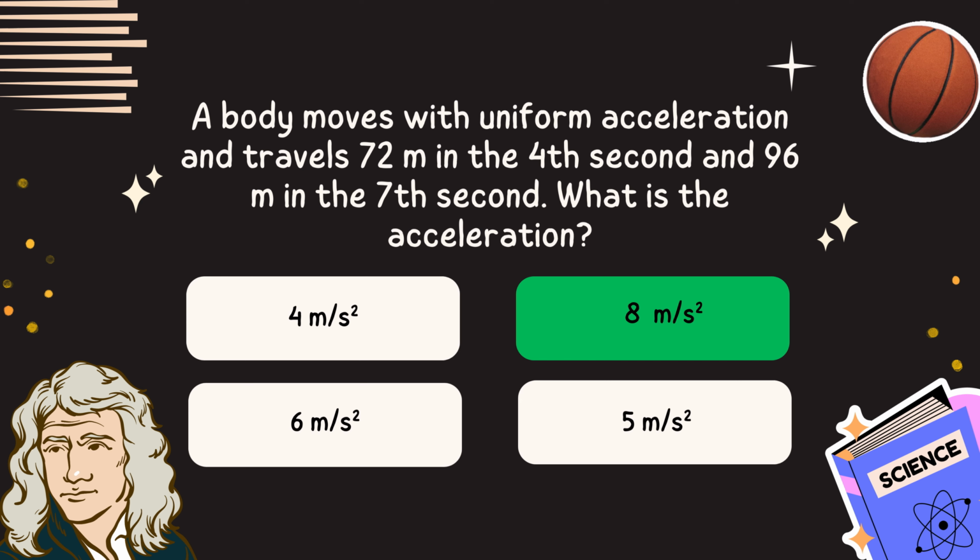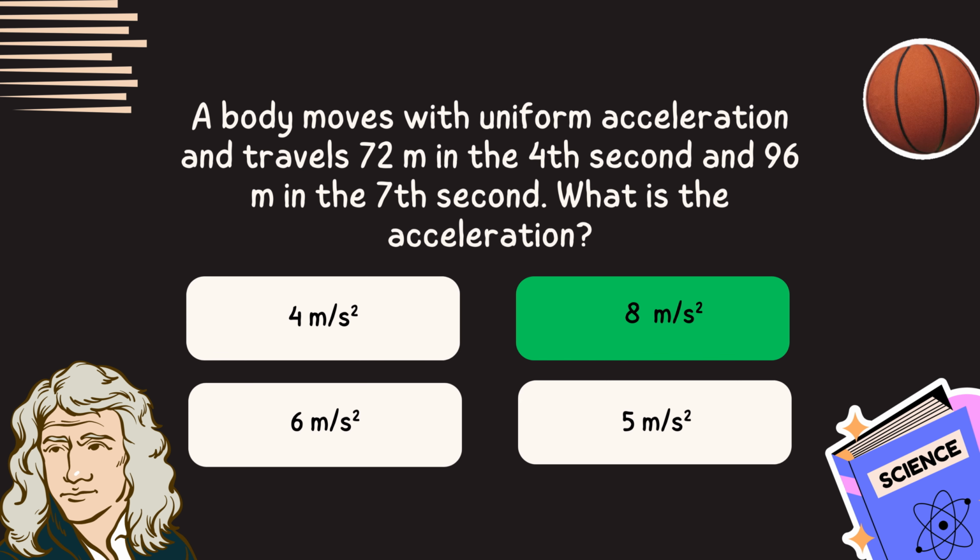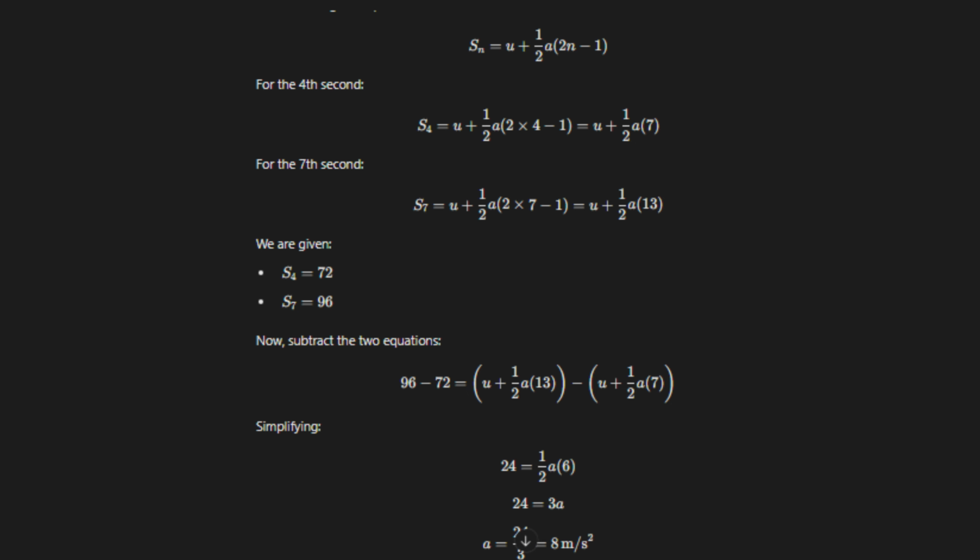Correct option is 8 meters per second squared. We know the distance travelled by the body at the 4th second and 7th second. Substitute these in the formula Sn equals u plus half a into 2n minus 1 and subtract the final values. Here, the answer is 8 meters per second squared.